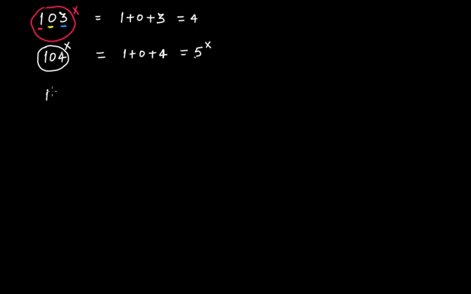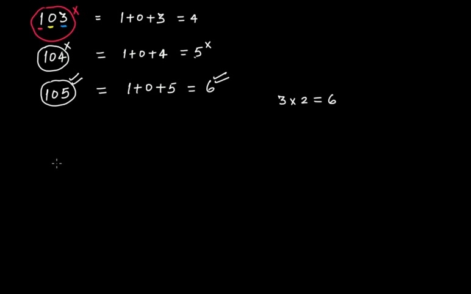What about 105? So the addition would be 1 plus 0 plus 5, and the sum would be 6. And yes, 6 is divisible by 3. 6 is divisible by 3. It's 3 times 2 is equal to 6, right? Therefore 6 is a multiple of 3, and therefore 105 is divisible by 3.